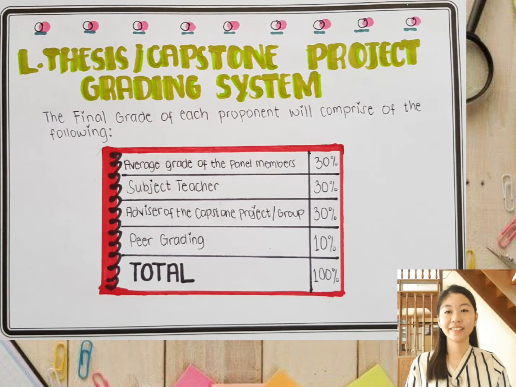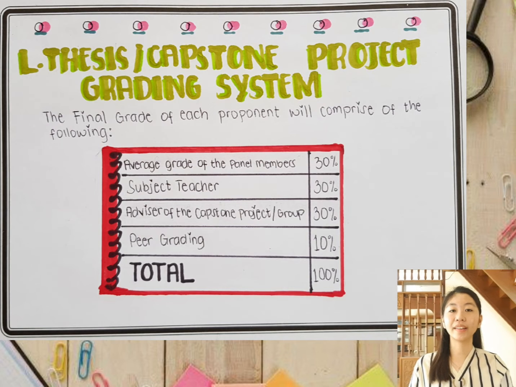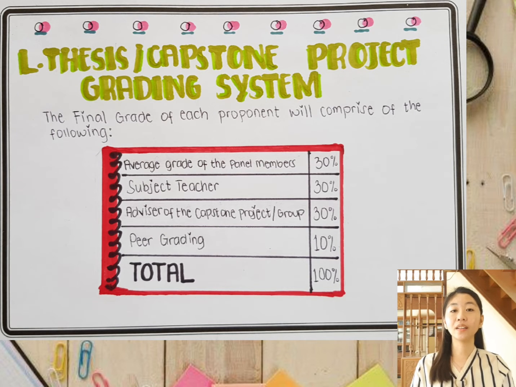L. Thesis or capstone project grading system. The final grade of each proponent will comprise of the following. Average grade of the panel members for 30%, subject teacher for 30%, advisor of the capstone project or group 30%, and peer grading 10% for a total of 100%.